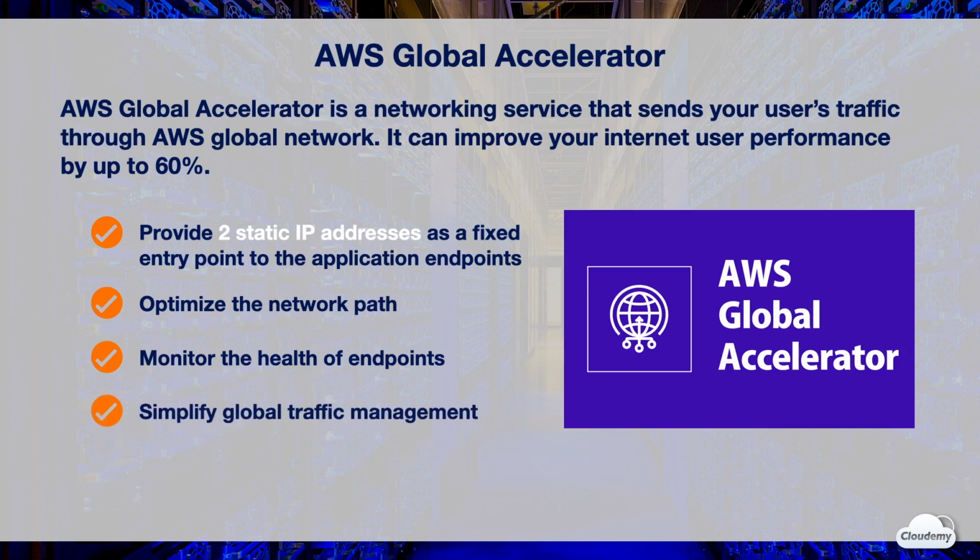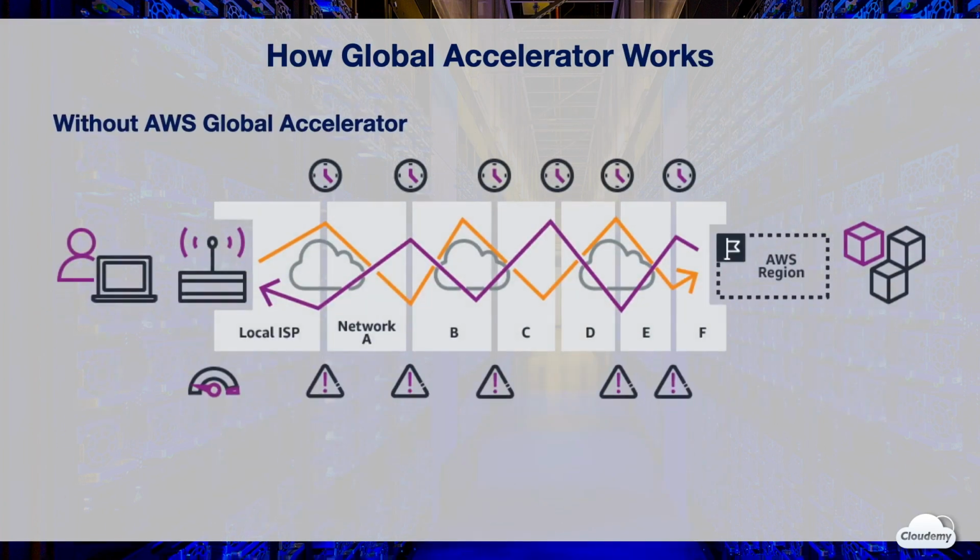Global Accelerator simplifies global traffic management. For instance, you can move endpoints between availability zones or AWS regions without needing to update your DNS settings. You can use static IP addresses from the Amazon IP address pool, or you can bring your own IP addresses to Global Accelerator. Suppose you have an application that serves your users globally.